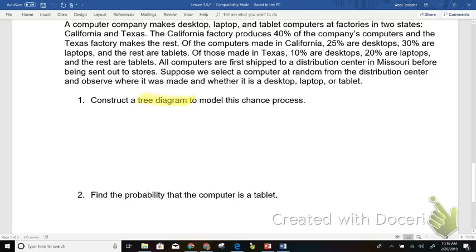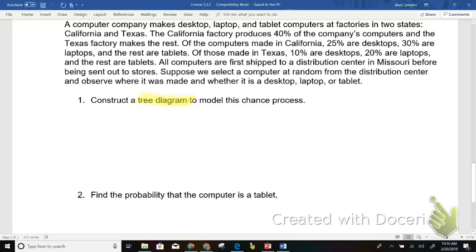All computers are first shipped to a distribution center in Missouri before being sent out to stores. Suppose we select a computer at random from the distribution center and observe where it was made, and whether it was a laptop, desktop, or tablet. So to make the tree diagram, the first thing we're going to do is make the branches to represent the different things that could happen or the different outcomes.